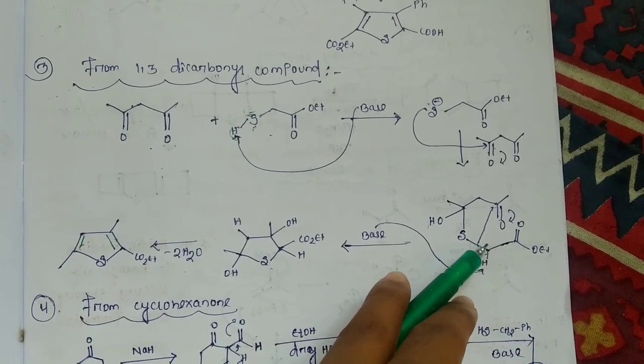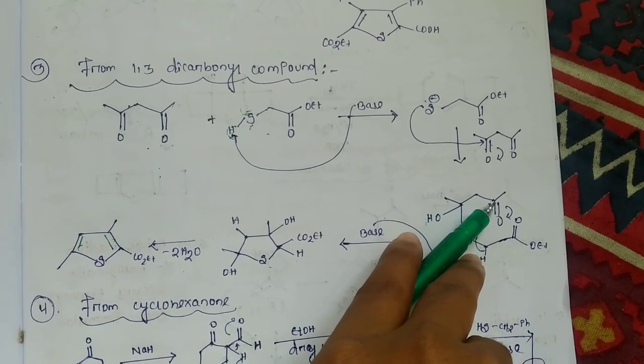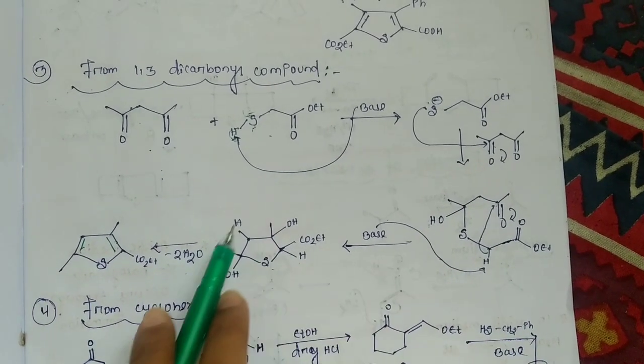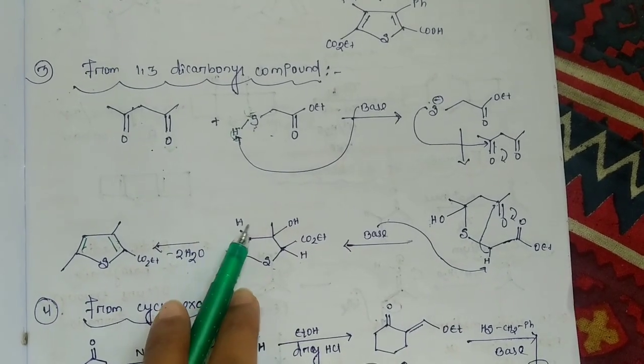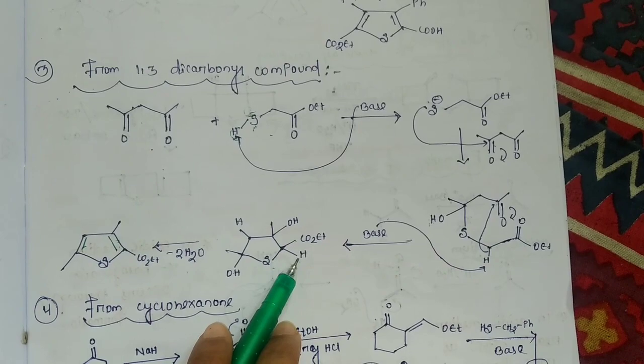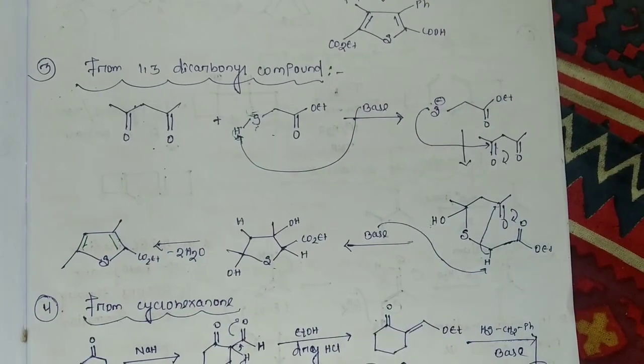Negative charge will generate here. The negative charge will attack the carbonyl group of ketone. A 5-membered cyclic ring will be formed. Then this OH, this H, this OH, this H eliminate as water, and we will get the substituted thiophene.